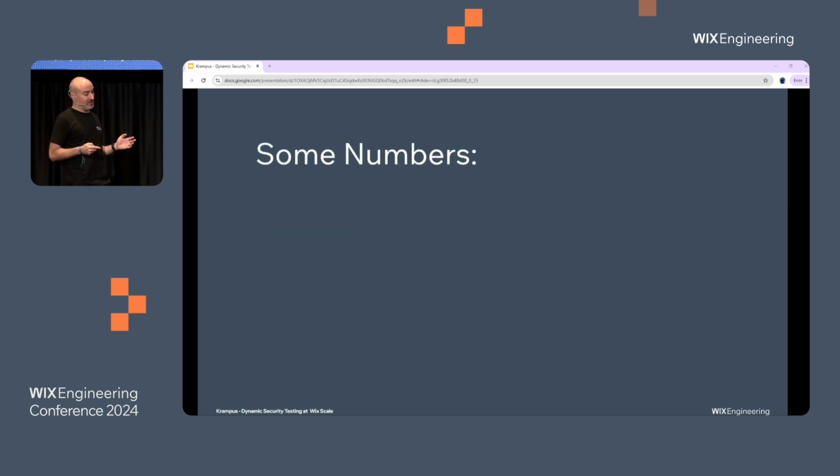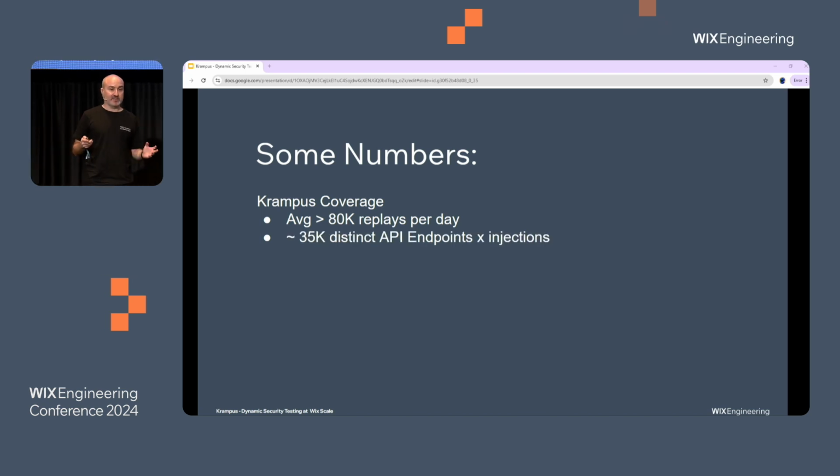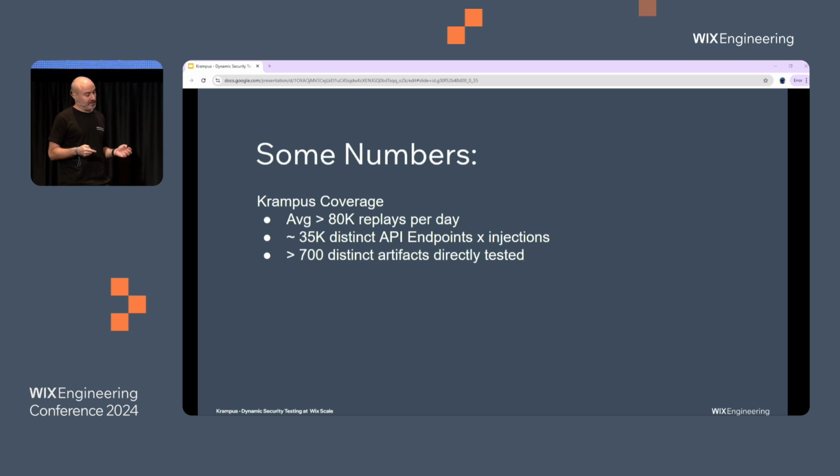So there are some numbers. For Krampus coverage, we have over 80,000 replays per day on average. We have 35 distinct APIs and distinct injections per API per day. And we directly test over 700 distinct services or artifacts.